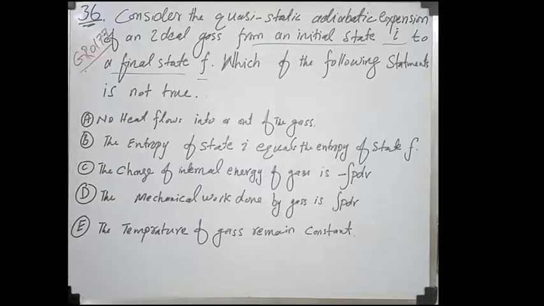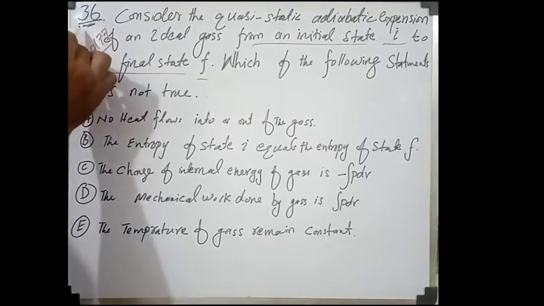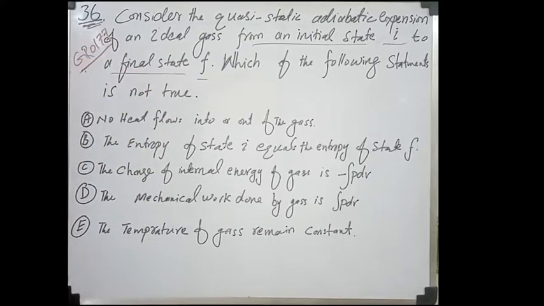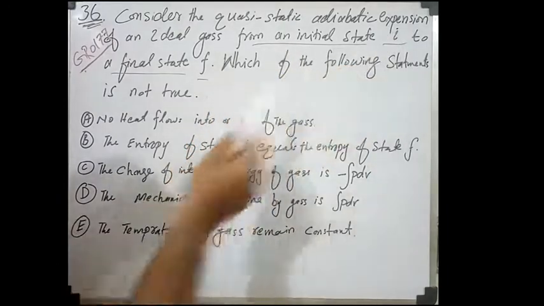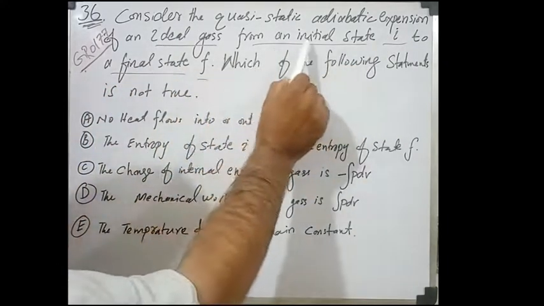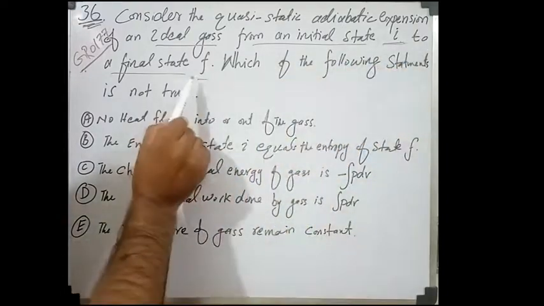Hello viewers, in this video we are starting problem number 36 of the GR0177 problem. The problem is, consider a quasi-static adiabatic expansion of an ideal gas from initial state I to final state F.